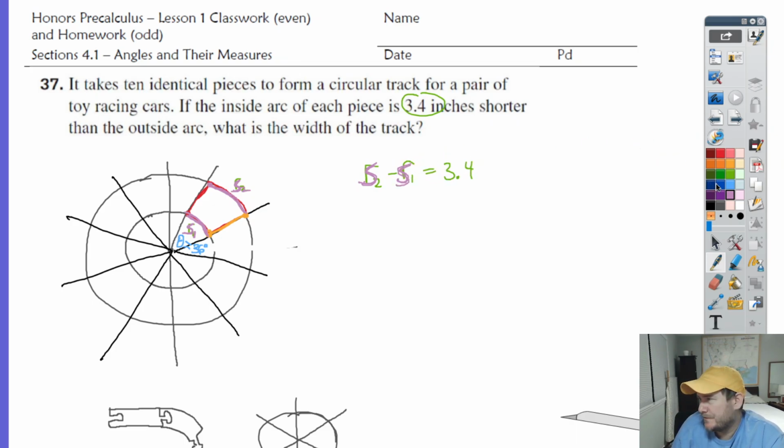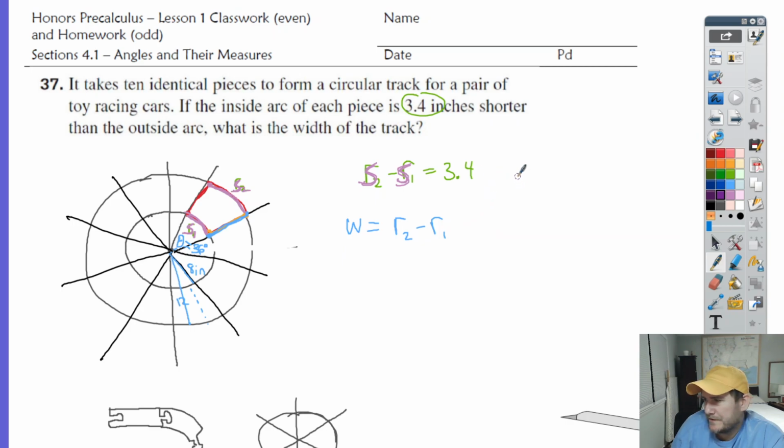That actually equals 3.4. The width, the thing we're actually trying to solve for, is the difference between the radii, R2 minus R1. Because if I could find the radius out to the outer circle, and the radius out to the inner circle, then the width of the track is the difference between those two measurements. Again, pretending that one radius was 12 inches and the other radius was 8 inches, then obviously the width of the track is 4 inches. It's the difference between the two.